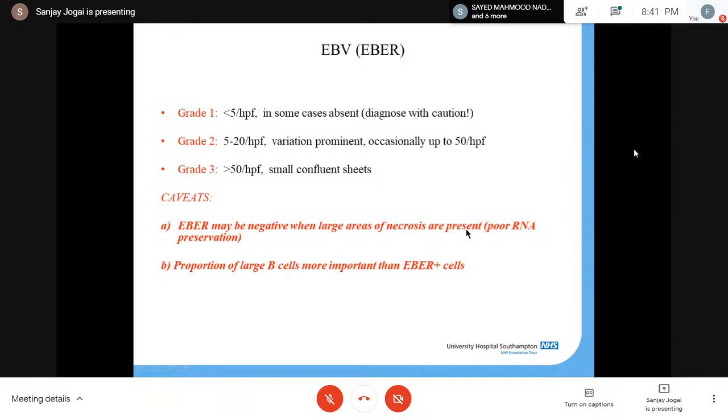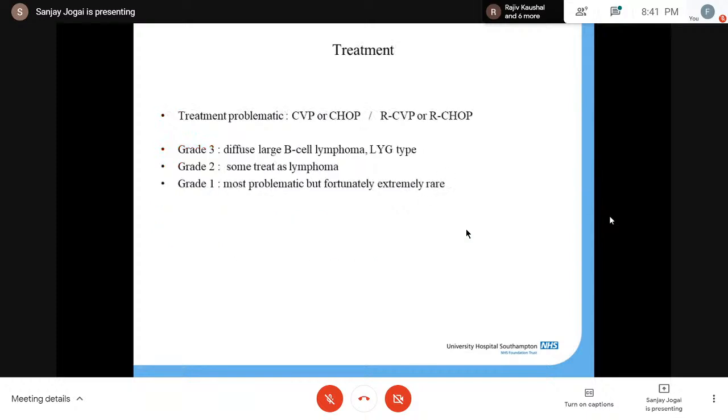Now, EBER is important. In grade 1, you typically tend to see less than 5 cells per high power field. In some cases, it may be even absent, but then you make a diagnosis with caution. Grade 2 is 5 to 20, occasionally up to 50, and grade 3 is more than 50. Some caveats. So, EBER may be negative when there are large areas of necrosis because of poor RNA preservation. But the single most important thing is, how many large B cells are you seeing? So if you see sheets of large B cells, that is what is DLBCL.